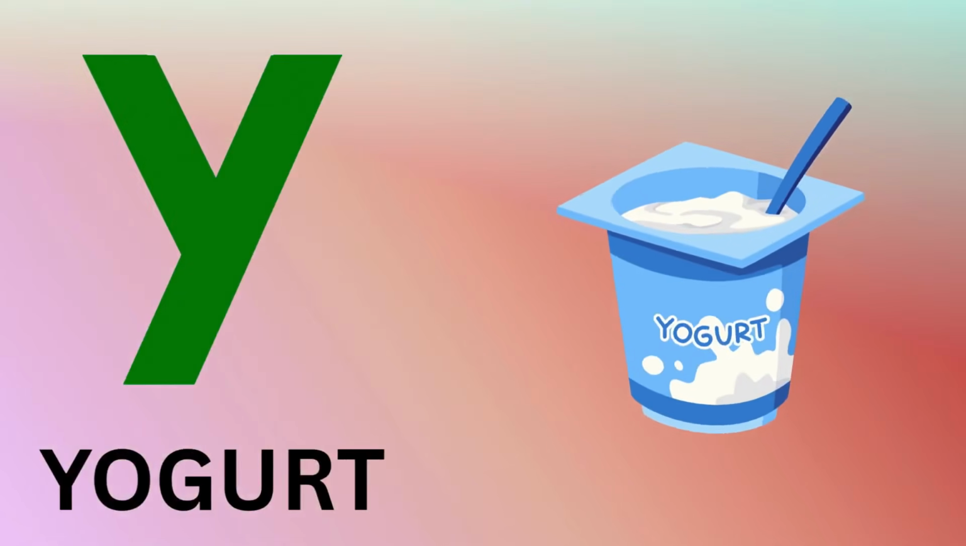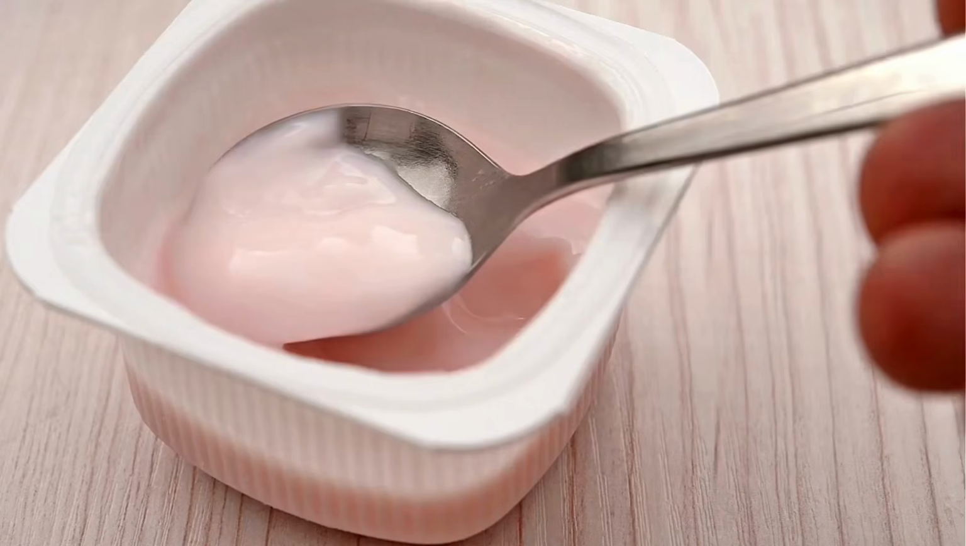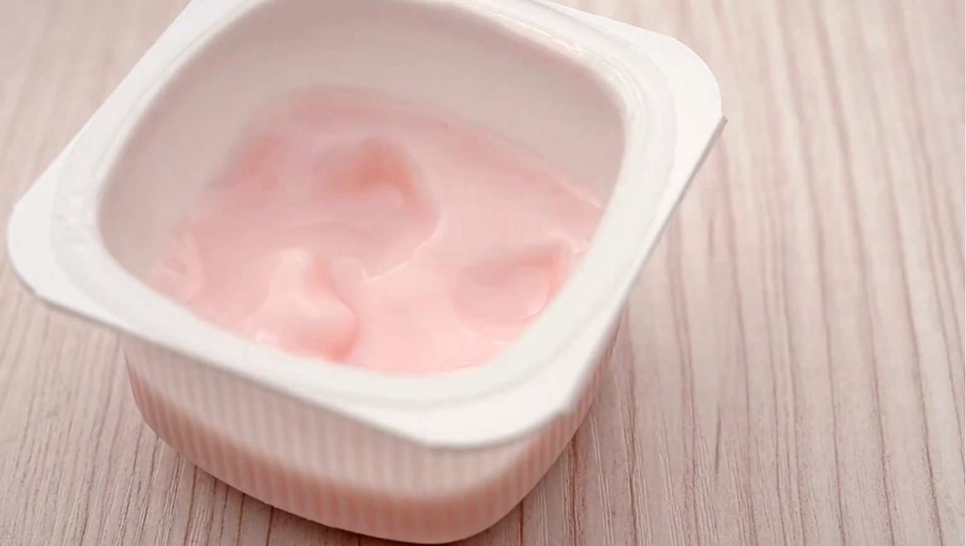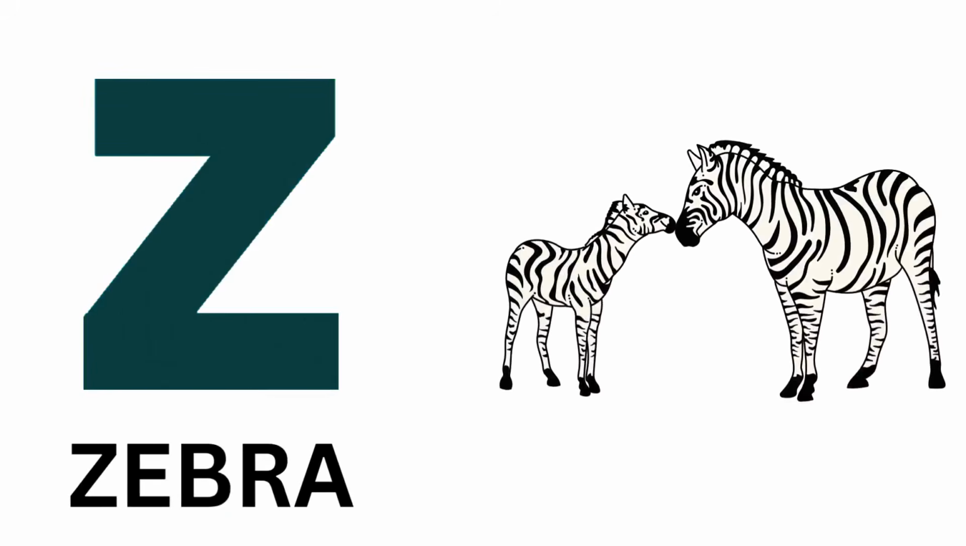Y is for yogurt. Yogurt. Y is for yogurt. Z is for zebra.